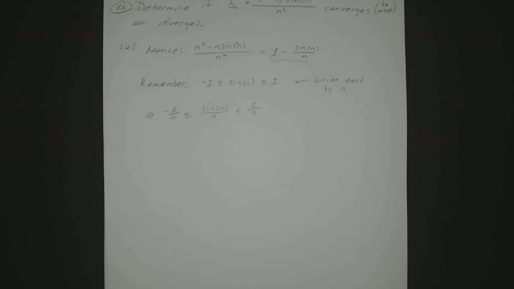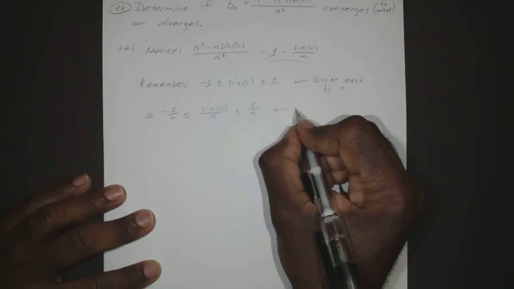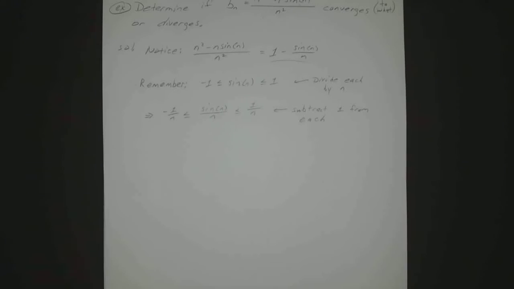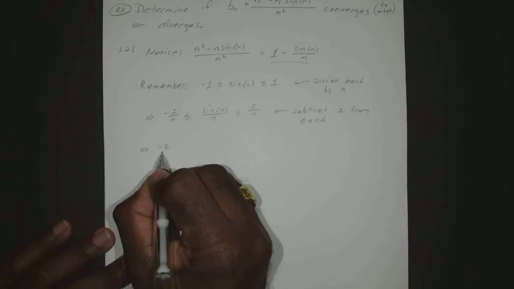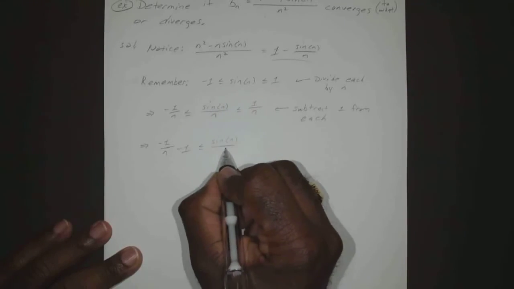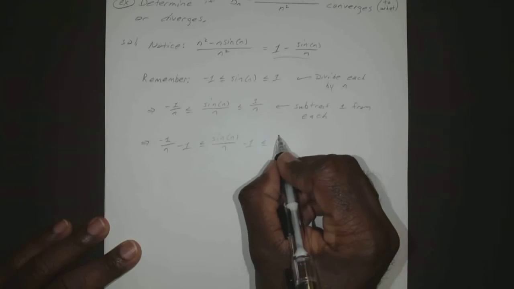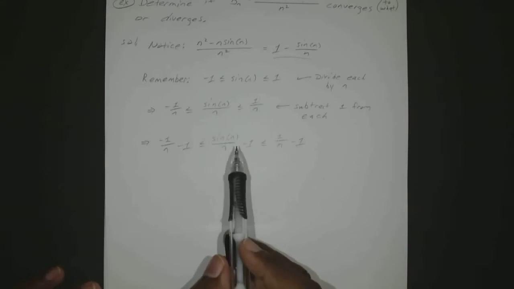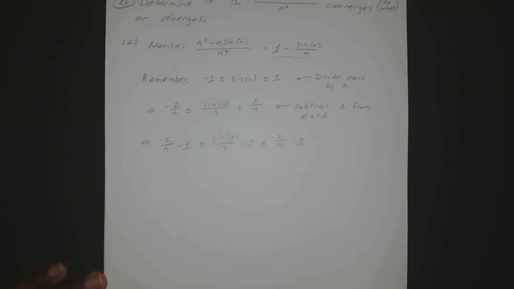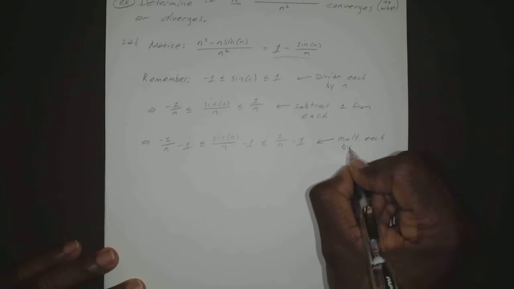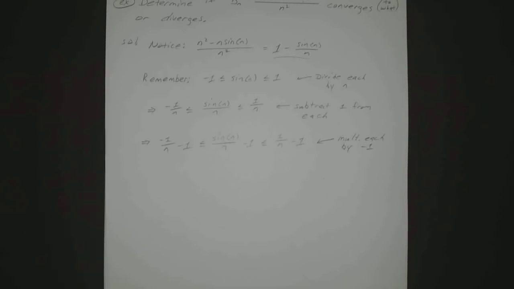Okay, so now we can just subtract 1 from each term. So if we subtract 1 from each, we have negative 1 over n minus 1, which is less than or equal to sine of n over n minus 1, which is less than or equal to 1 over n minus 1. Which gets us close, but these two have to be switched in order for us to match up what we have. So we'll multiply each one of those terms by negative 1. But as soon as you multiply an inequality by a negative number, you have to switch your signs.